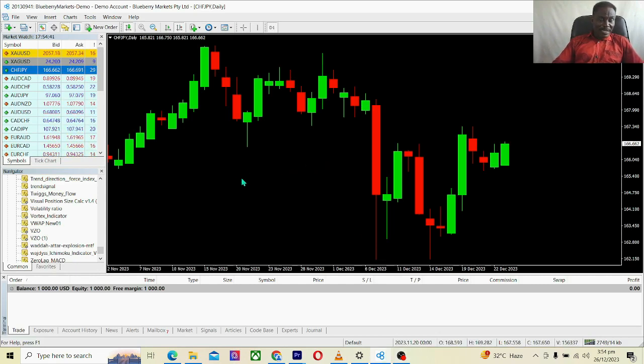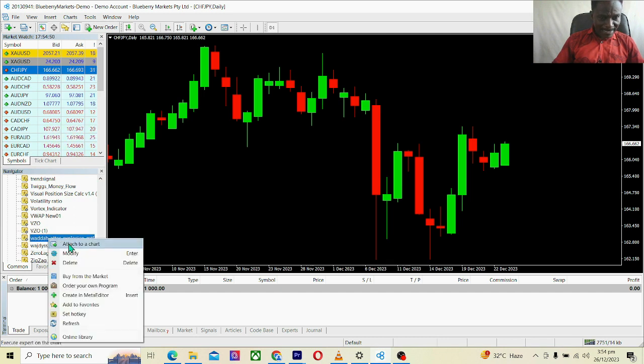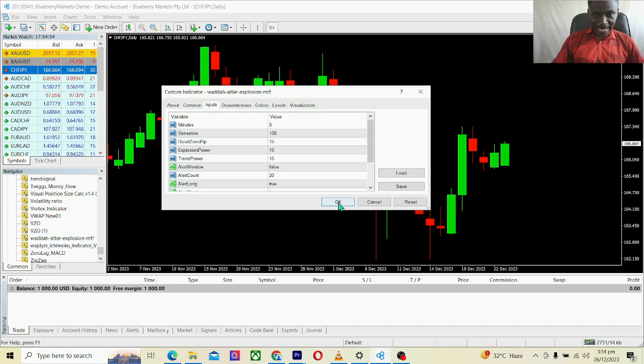How do we get a volume indicator? You get a volume indicator by going to the navigator, and then you just right click the Waddah Attar indicator that we are going to use today. We're going to learn about the Waddah Attar indicator.